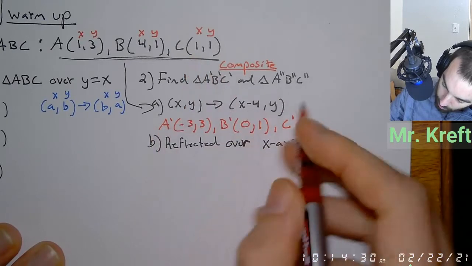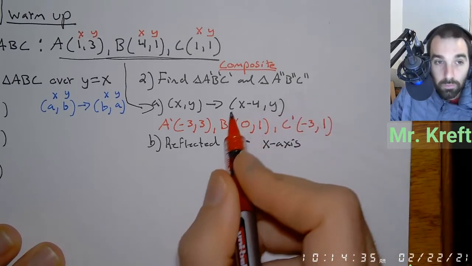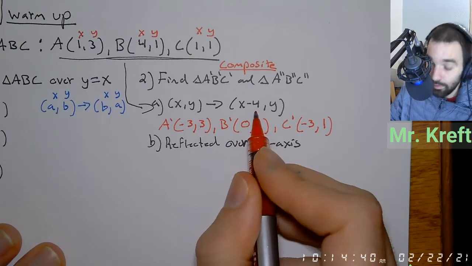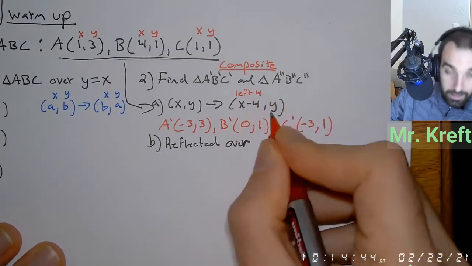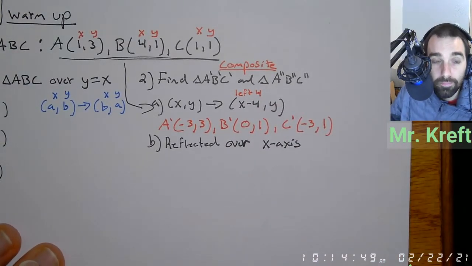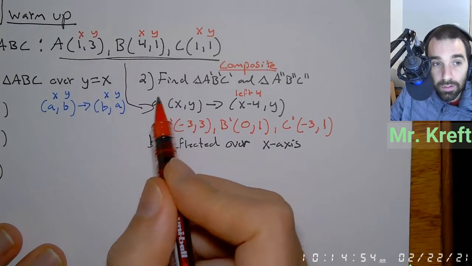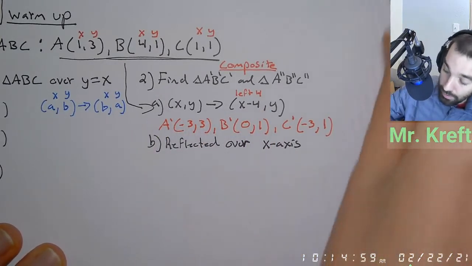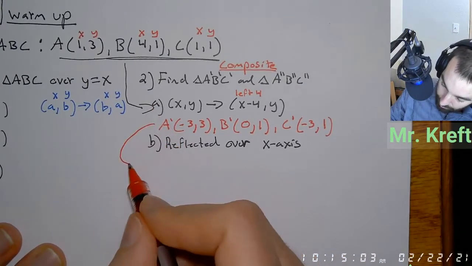So my c prime, I'm going to go 1 minus 4, that's negative 3, and I'm going to keep my y. Okay, so what I did to triangle ABC is I moved it left 4, right? So this is just a way of saying left 4, and I didn't do anything in the y direction, so I just moved everything left 4. So I took my black points, my original points, I plugged them into this formula, and I get my new points. And again, we're doing this without graphing because we don't all have graph paper.